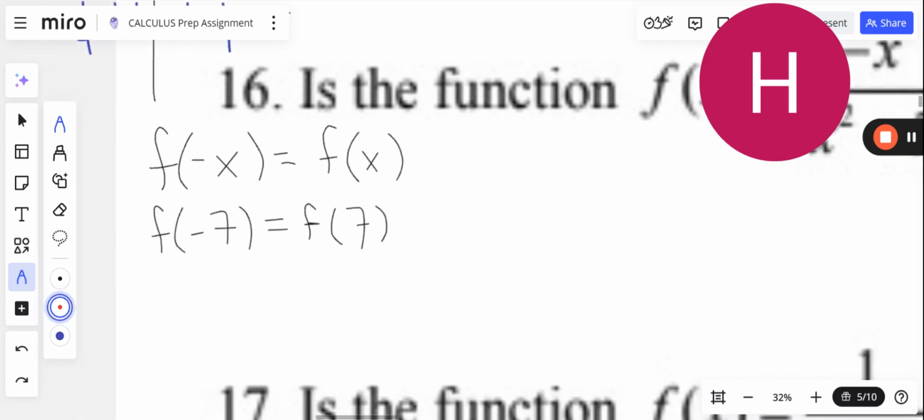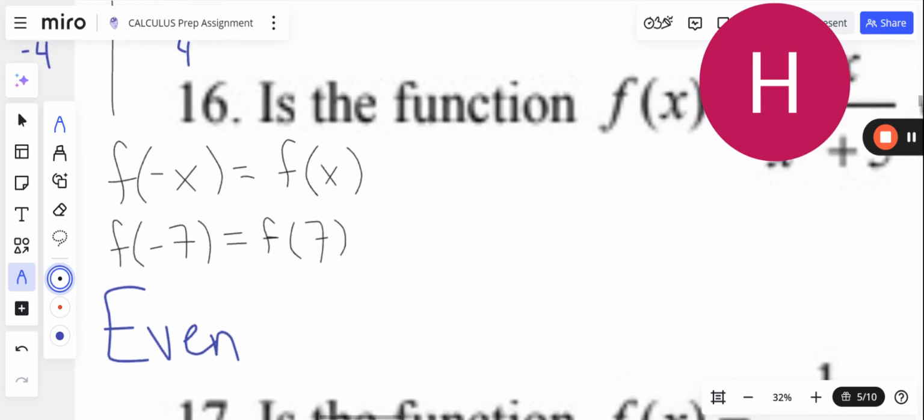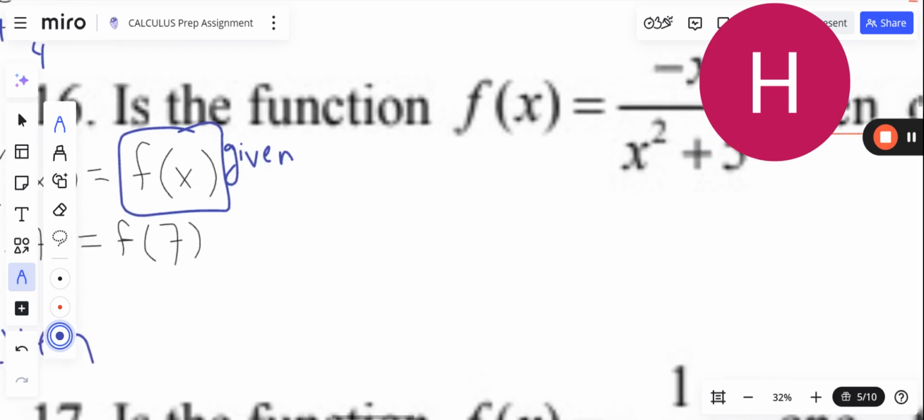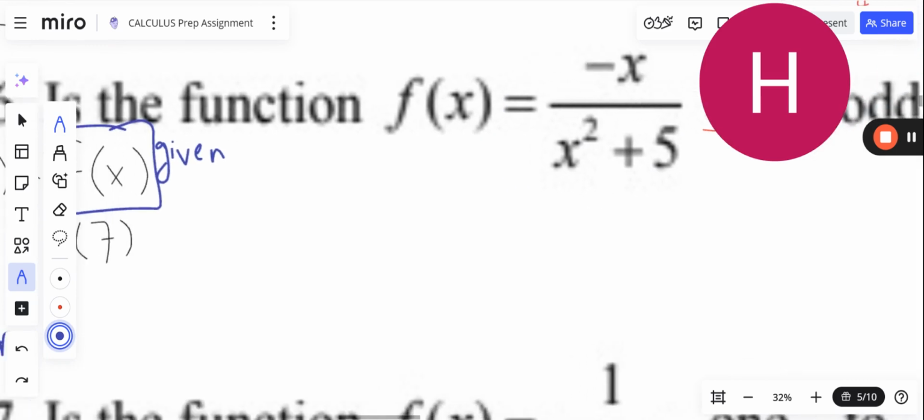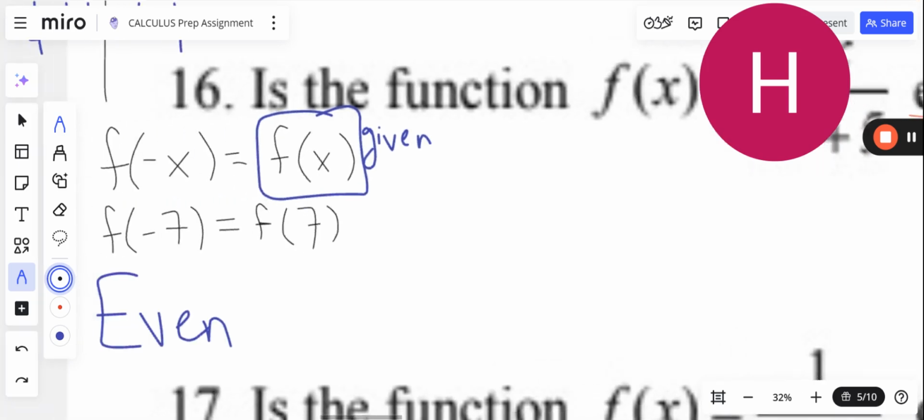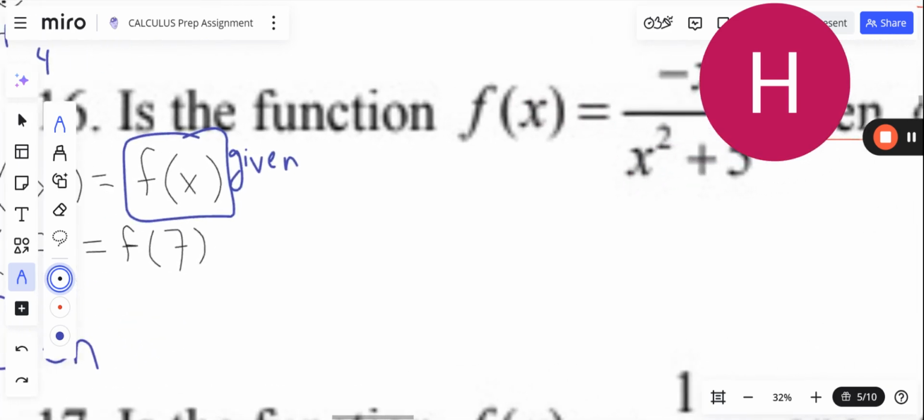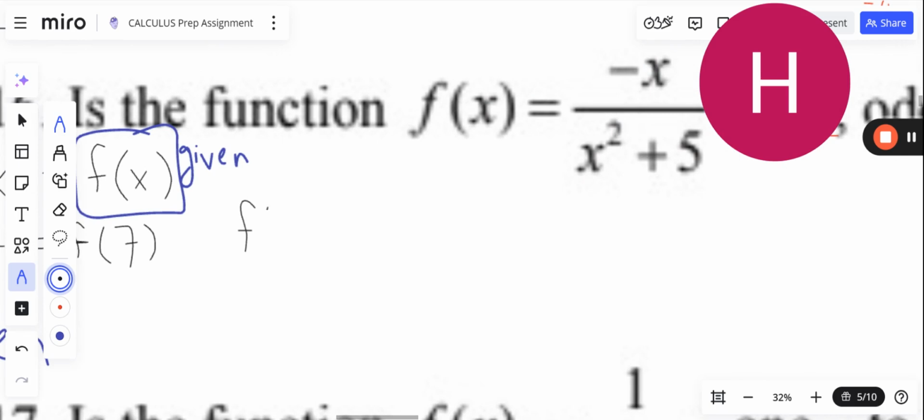This is the classification for even functions. So we want to check to see if it's even. Let's go ahead and do that. How do we check to see if it's even? Well, we have f of x. This is given. That's the equation. That's this, f of x. But what we want to check now is f of negative x. So let's plug in negative x to the equation and see what that's going to give us.